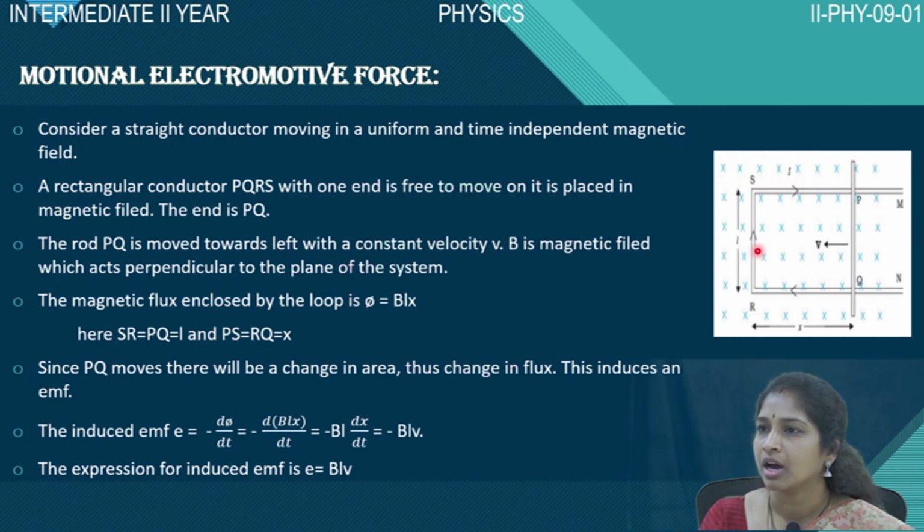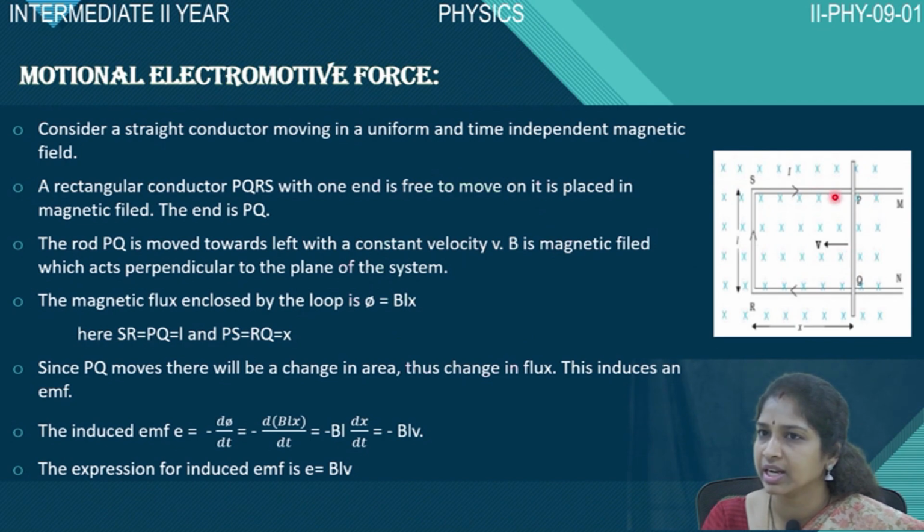A rectangular conductor PQRS of length X and breadth L is placed in the magnetic field. So this end PQ is movable. It is not fixed in this rectangular conductor, so it can be moved in the magnetic field. So that is what we have taken.